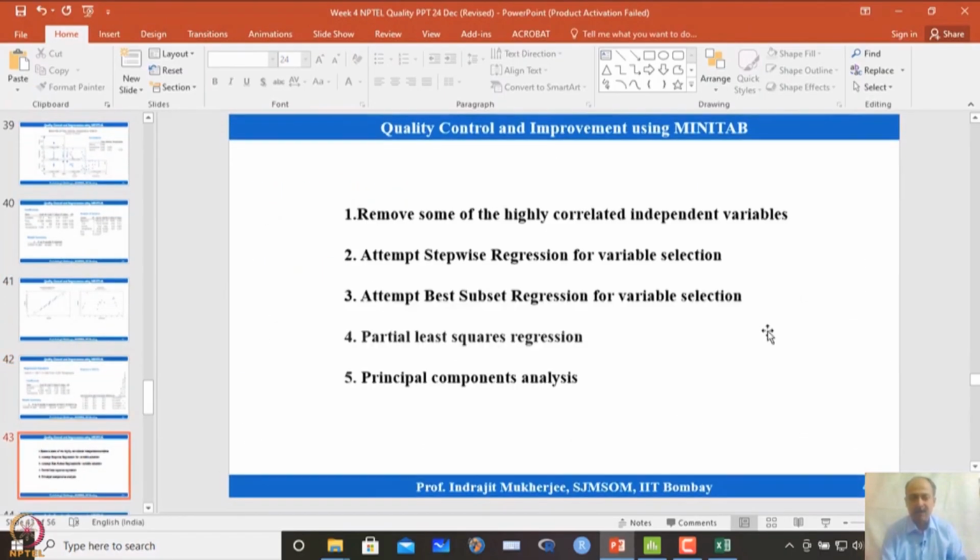So, that is the suggestion, and there are other ways of dealing with multicollinearity which are more statistically sound. One is partial least square regression, and one is principal component analysis based regression. So, these things can be adopted.